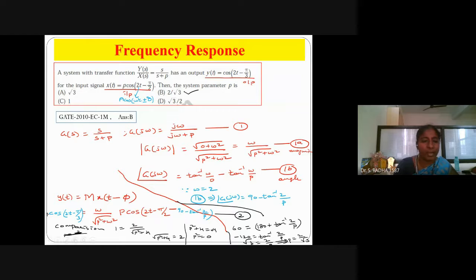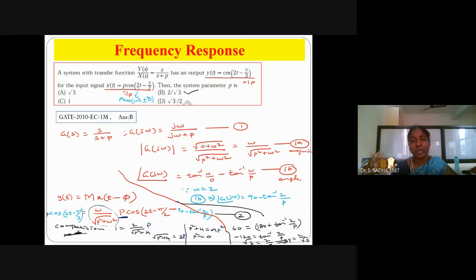Now I am coming to magnitude. I will show you what I have missed out. You can see here 1P is present, but I have taken only this omega by square root of P square plus omega square. So this P also I have to take on the right side. So here 2P will come. When I square it, it will be 4P square.